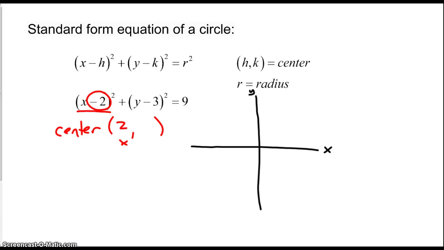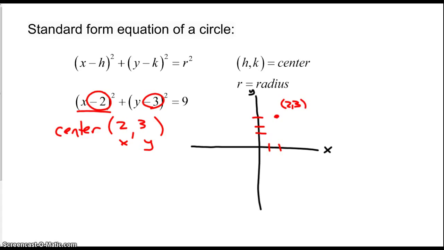The reason for that is that this number 2 is actually the h, and since there's a minus in the standard form equation, we have to take the negative of that number, or you can consider the h as just the 2. Same thing here. This is a negative 3, and so the y coordinate of the center is positive 3. So I would just go over 2 units, up 3 units, and draw a dot there for the center of the circle at 2 comma 3.